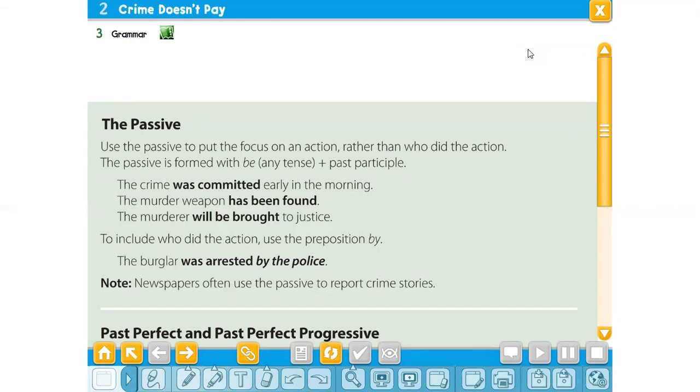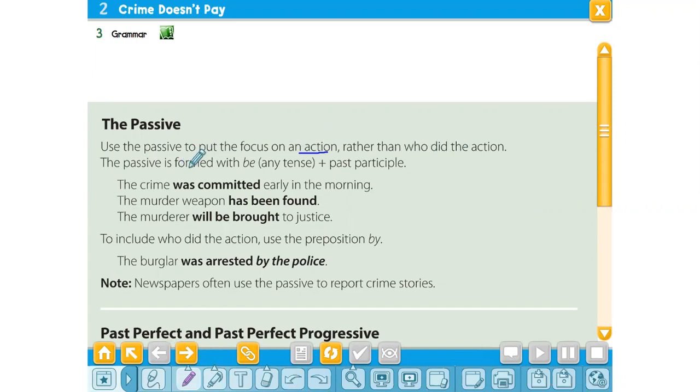Today inshallah we will complete Unit 2 for Mega Goal 3, Crime Doesn't Pay. Lesson 3, Grammar. Today we will use the passive form and we will differentiate between the past perfect and the past perfect progressive. Let's start with the passive. We use the passive to put the focus on an action rather than the one who did the action.